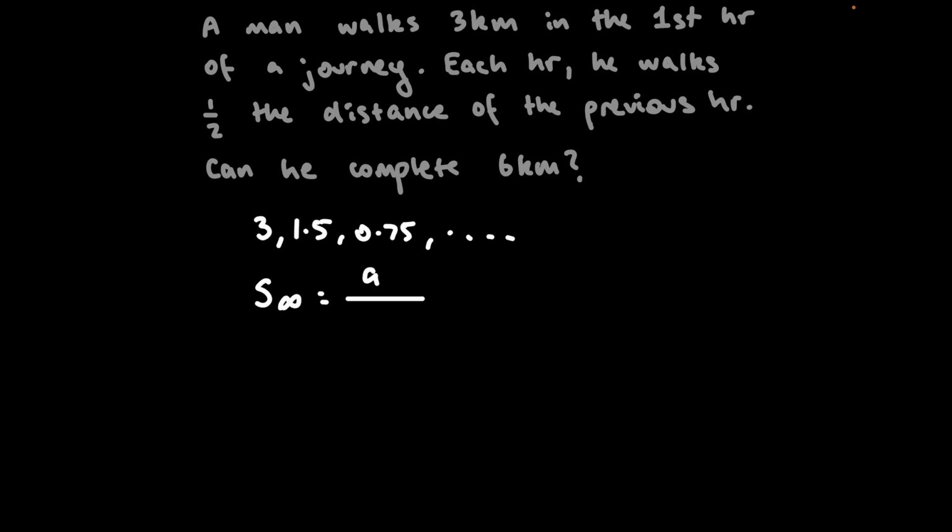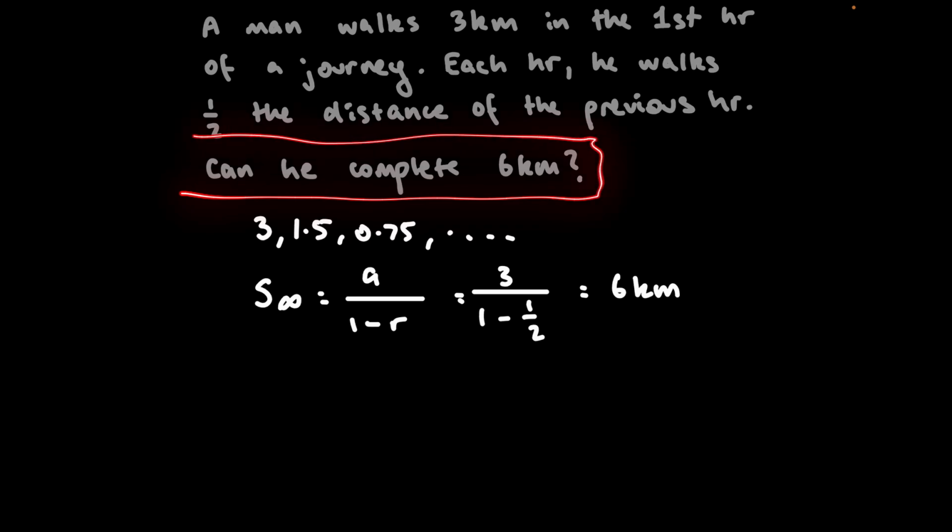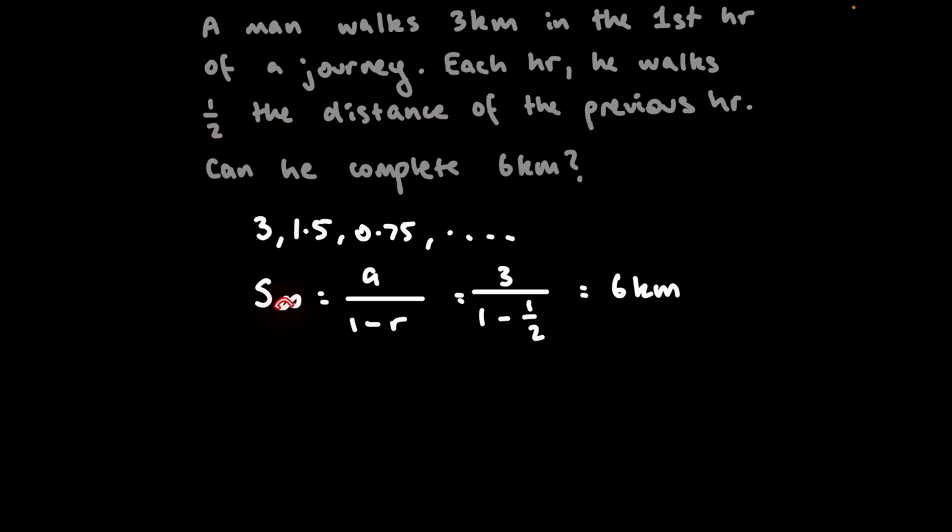So if we do this, we can say that the initial distance that he walks in the first hour is 3 kilometers. And we can divide that by 1 minus the common ratio. So how much does the distance decrease by each hour? It decreases by a half. So that would mean that 3 divided by 1 minus a half is the same as 3 divided by a half, which is simply 6 kilometers. So can he complete a 6 kilometer walk? Yes, he can, because the infinite geometric series says that he will actually approach 6 kilometers.